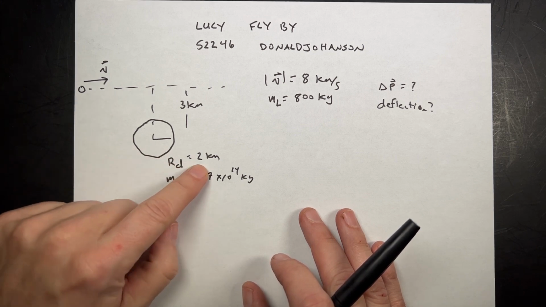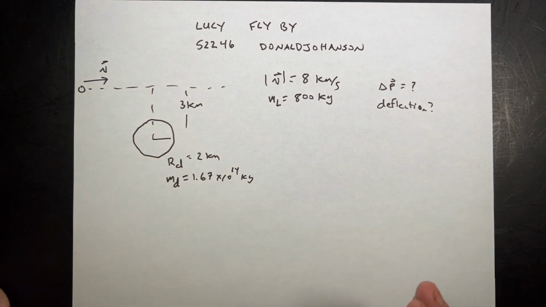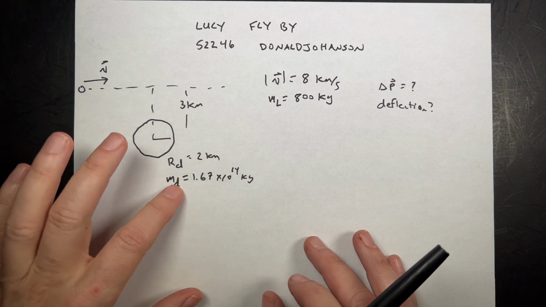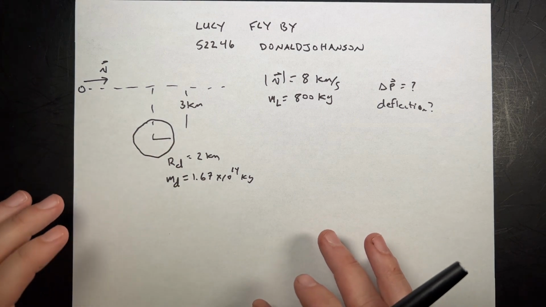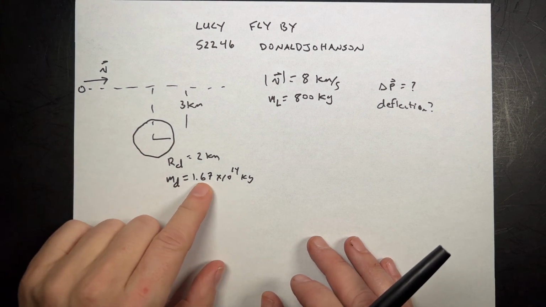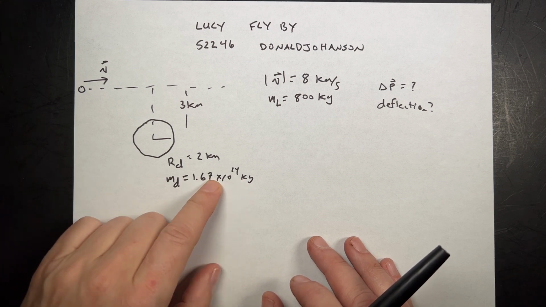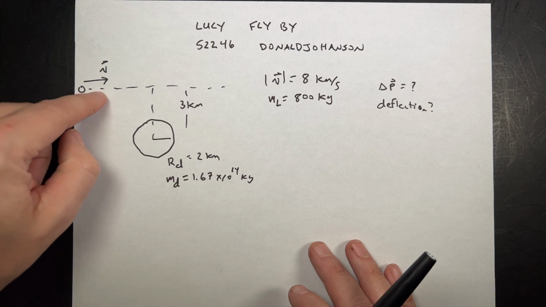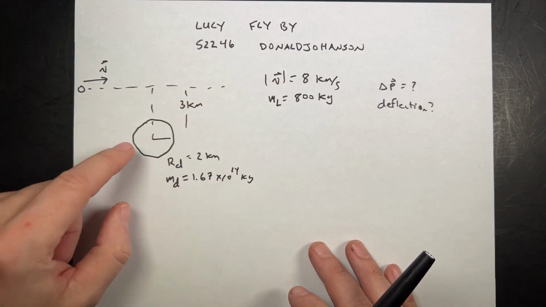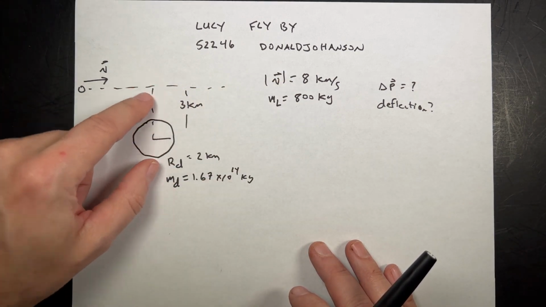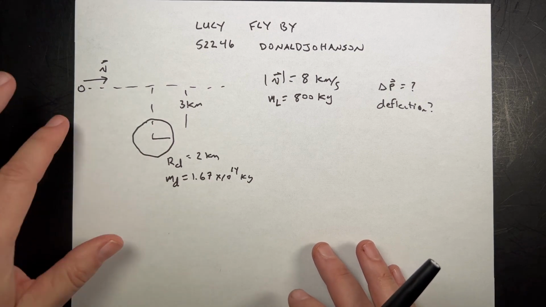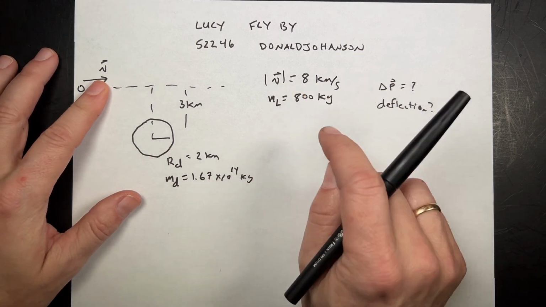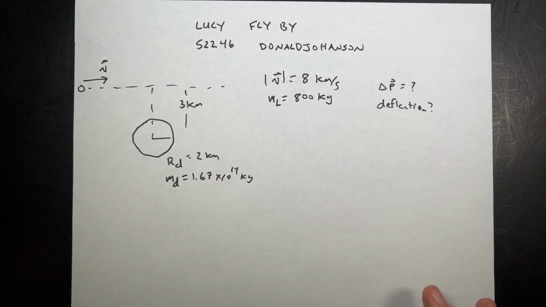It has a 4-kilometer diameter, so I'm going to assume it's spherical. And then from that, I estimated the mass based on the density of rock. So I got the mass at 1.67 times 10 to the 14th kilogram. So then I have spacecraft Lucy flying past it like this. And let's say that it comes the closest approach of 3 kilometers and has a speed of 8 kilometers per second. The mass is 800 kilograms.